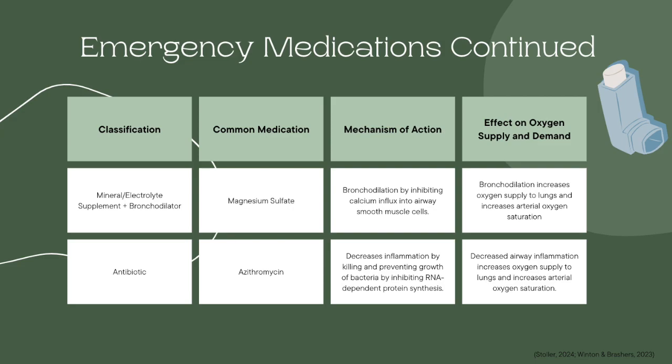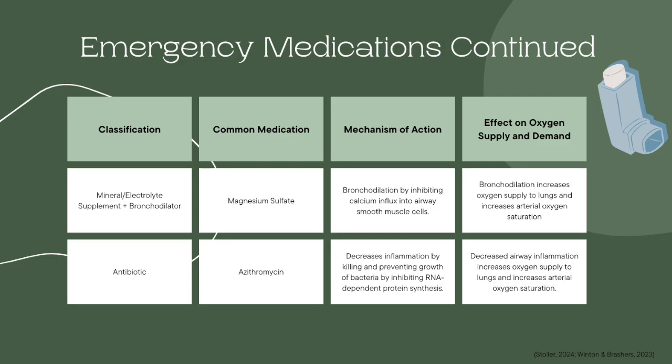However, it is also used as an effective bronchodilator in severe COPD exacerbations. This medication works by inhibiting calcium influx into airway smooth muscle. In turn, this relaxes bronchial smooth muscle, thereby increasing oxygen supply to the lungs and increasing arterial oxygen saturation. It is only used when the patient is not responding to initial therapy.